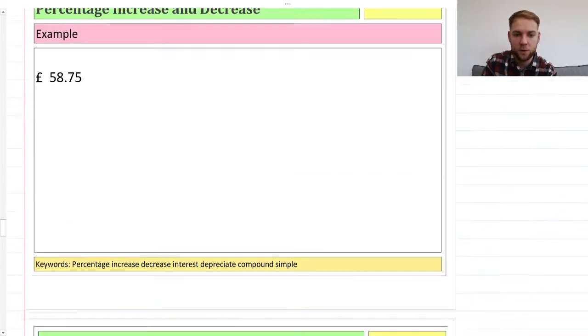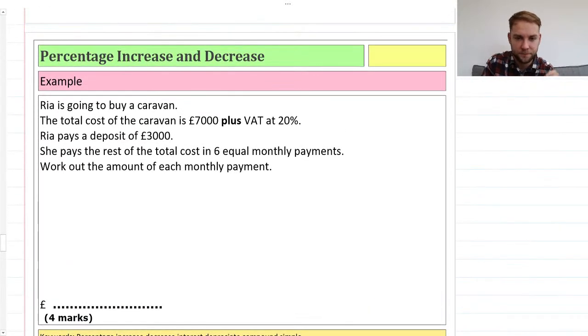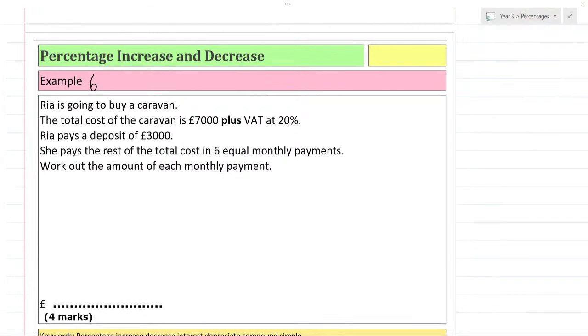Alright, so we've got some questions here to have a go at. We've got a trickier one here. We will do this one just because I do want us to get used to the problem solving questions. So write this one down as example 6. This is a past paper question. It's worth 4 marks. So maybe just have a little go at this yourself, and I'll go through it in a second.